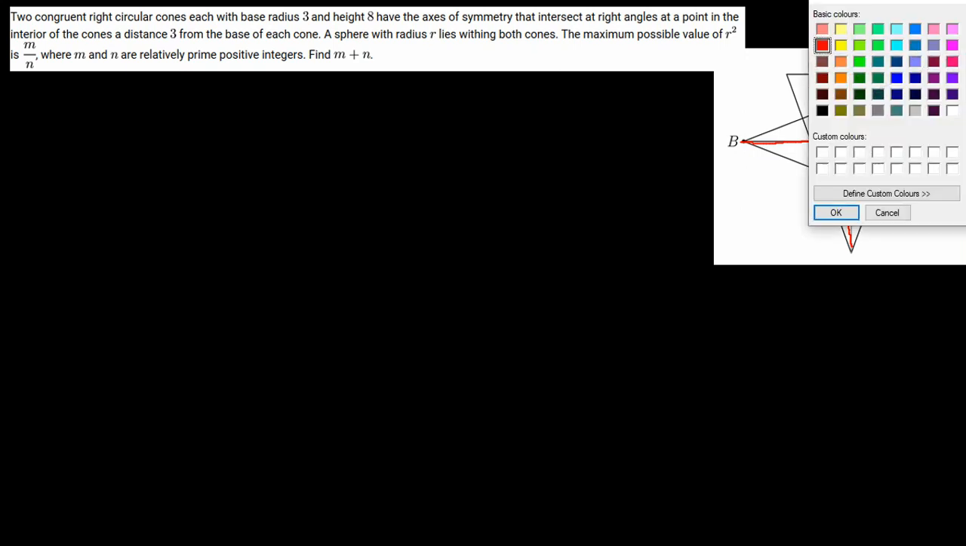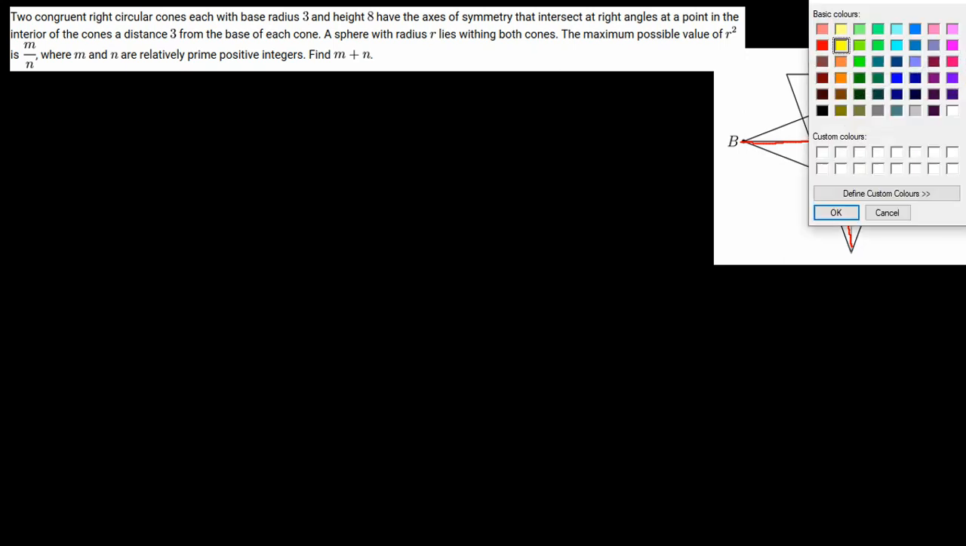So this entire length would be 8. And the axes intersect at a point which is at a distance 3 from the base of each cone. So this particular distance here, let me highlight with a different color, will be 3. So hopefully these things are clear to you. Now let's take a look at how we can go about solving this particular question in general.